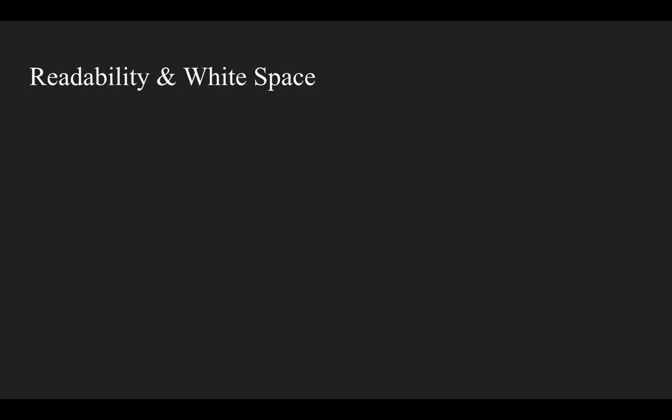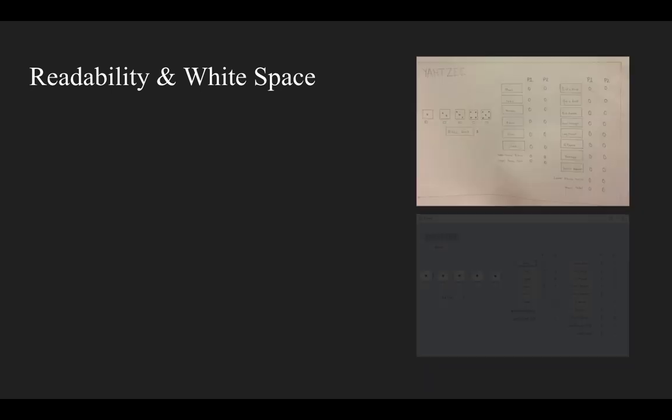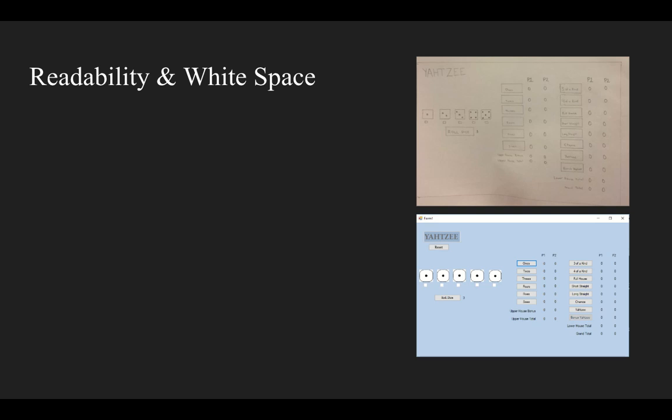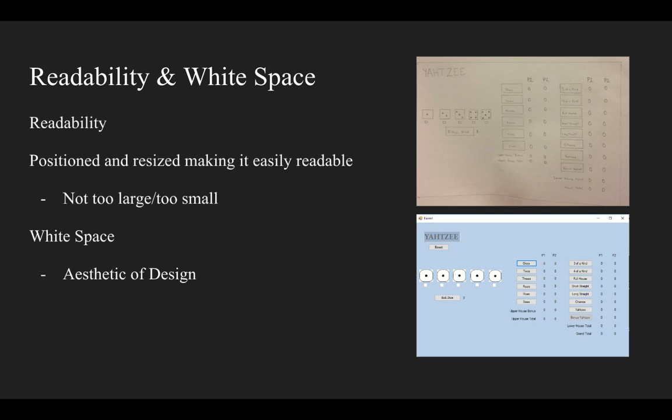As can be seen with the storyboard and the actual design, the labels and buttons were positioned and resized in a way which makes it easily readable. The text weren't too large or too small, and were placed in appropriate areas with enough gaps in between. This not only allowed for simpler readability, but also made use of the white space, contributing to the design's aesthetics as well as convenience during gameplay.